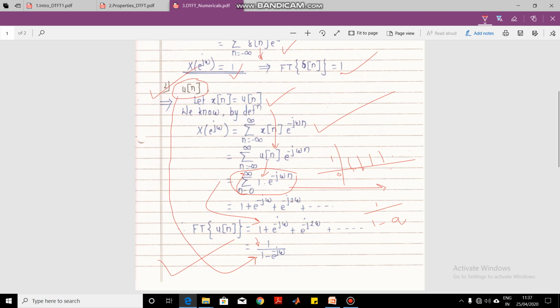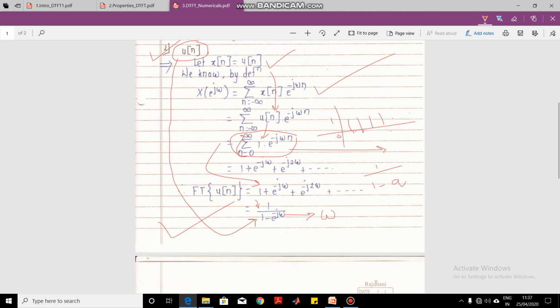Now one important thing to remember is that this omega is a frequency term and it is continuous. That's why the spectra of the discrete time signal is continuous. The signal is discrete in the time domain, but its spectra, that is the frequency domain representation of this discrete time signal, is continuous in nature. This is a very important thing to understand in the case of discrete time Fourier transform. The name is discrete time Fourier transform, but the nature of the transform is continuous.